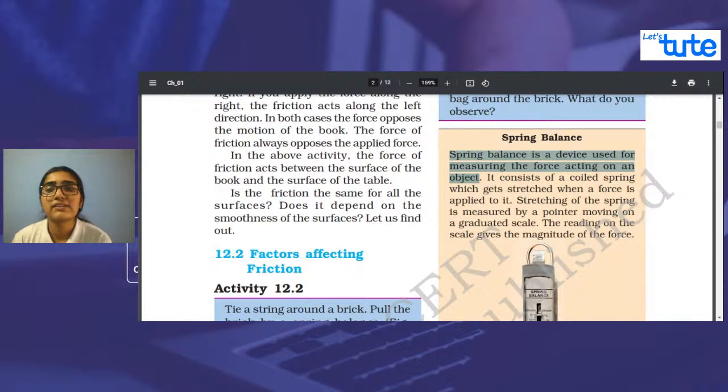So spring balance is a device used for measuring the force acting on an object. It consists of a coiled spring which gets stretched when force is applied. Stretching of the spring is measured by a pointer moving on the graduated scale. The reading on the scale gives the magnitude of the force.